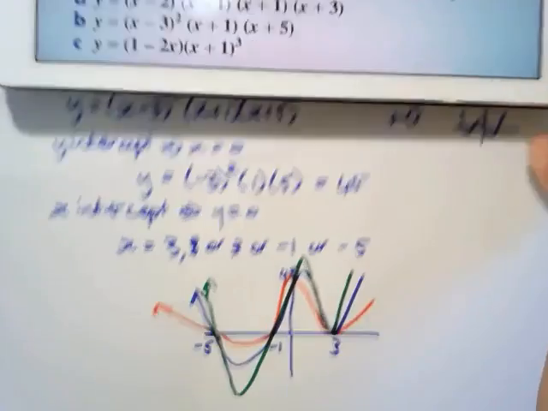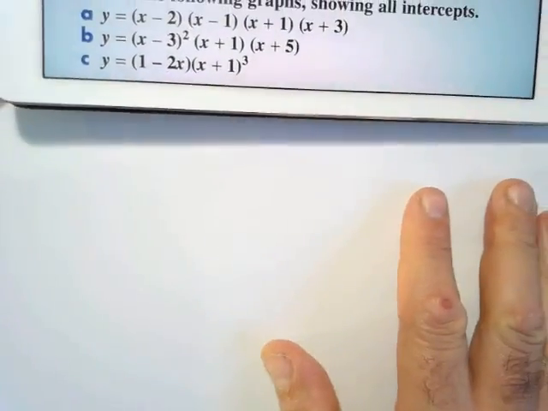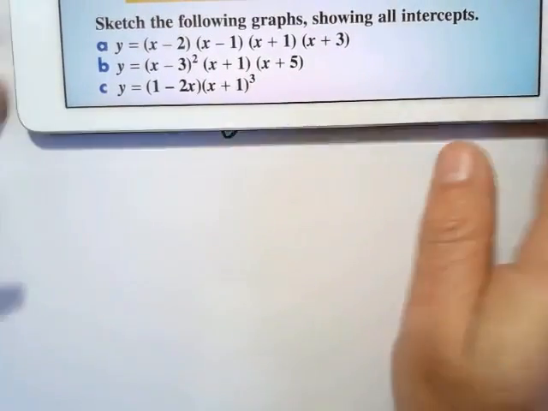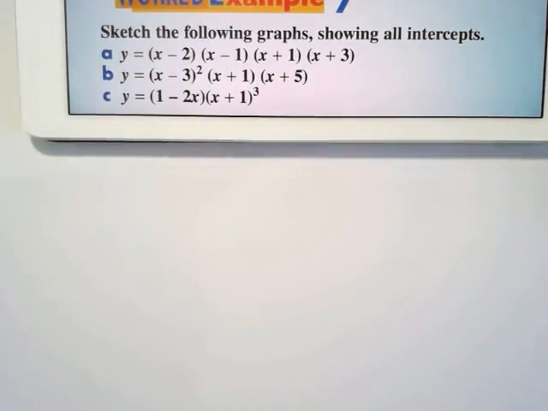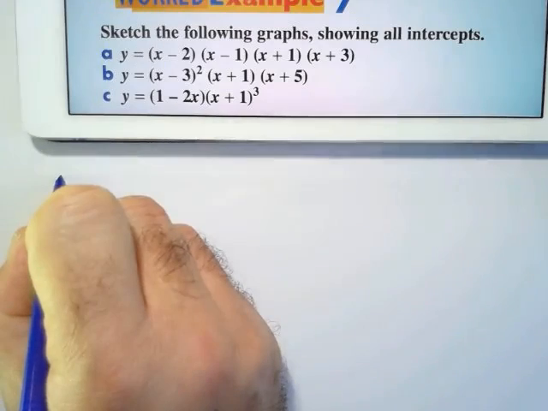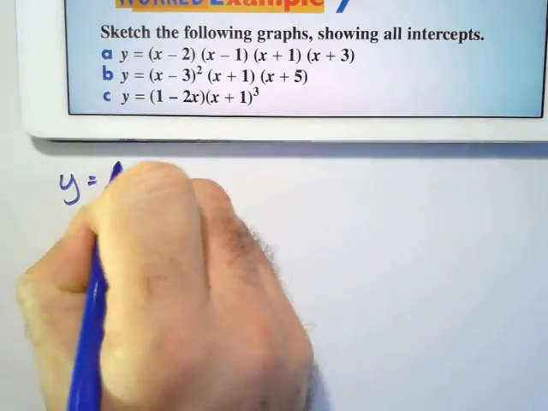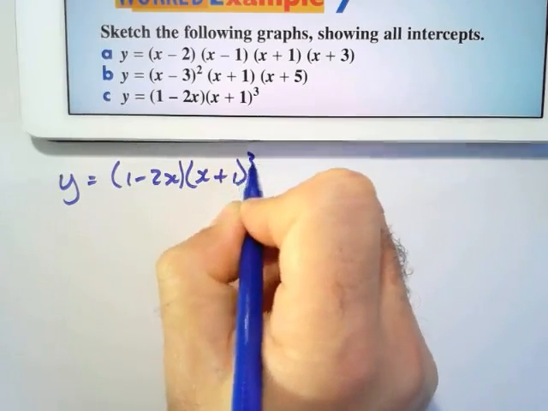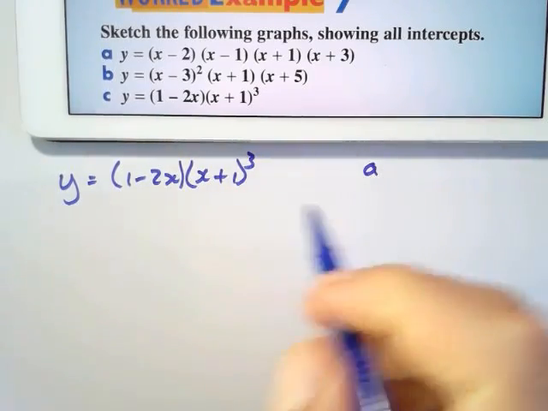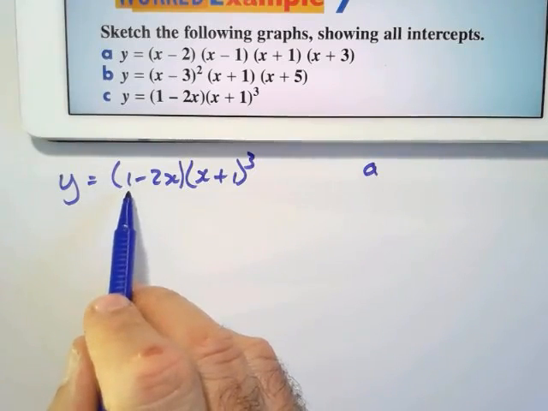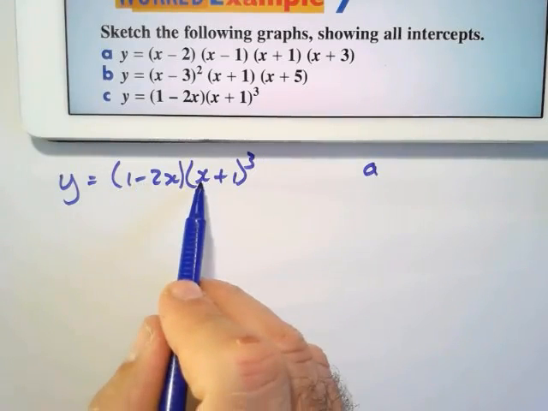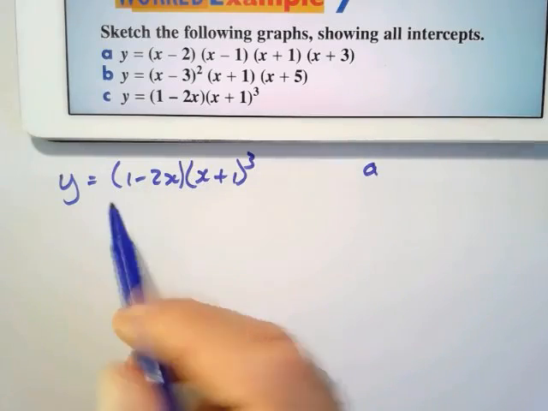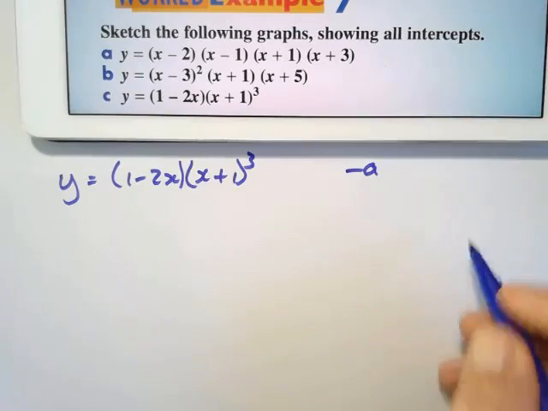Our last graph will be the C one, and I'm going to say y equals (1 minus 2x)(x plus 1) cubed. So first of all is my A shape. I have negative 2x, and x times x times x is x cubed, times negative 2x is going to give me a negative, so it's going to be a negative A.